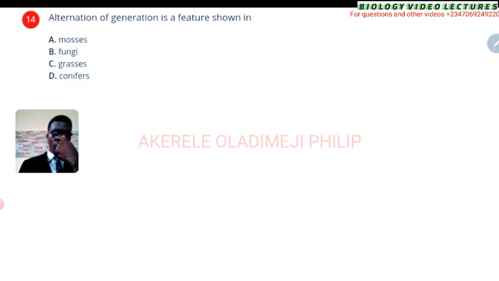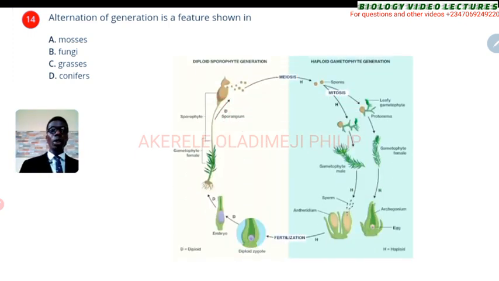Alternation of generation is a feature known in what? I showed you a diagram not quite long ago. Diploid generation, which is the sporophyte generation, haploid generation, which is the gametophyte generation. So from what we know, the answer is going to be mosses. All right, mosses.